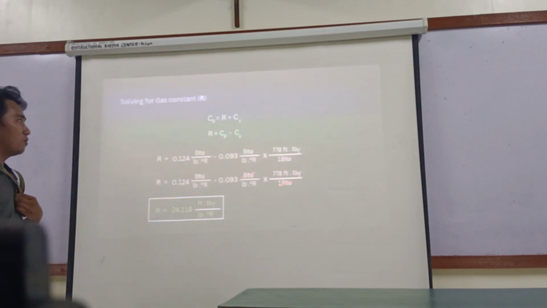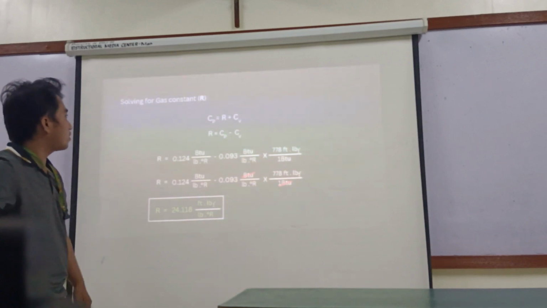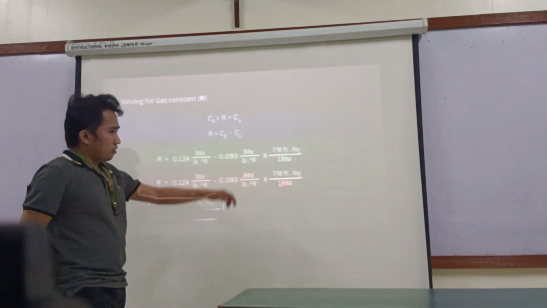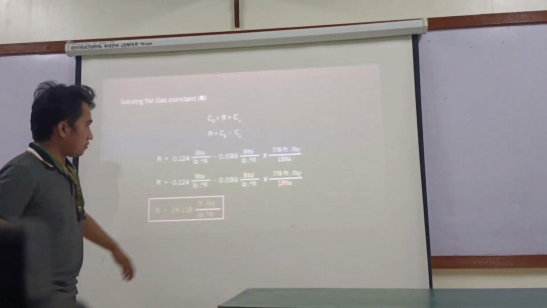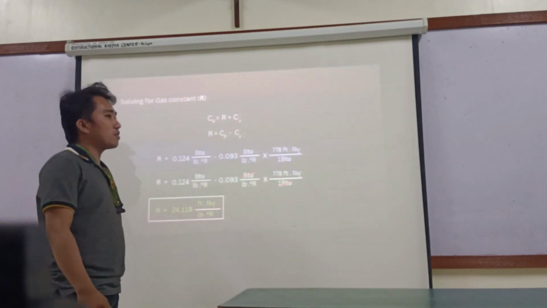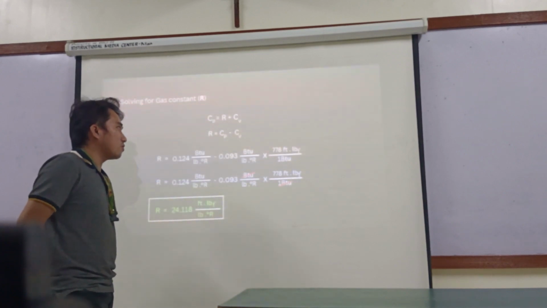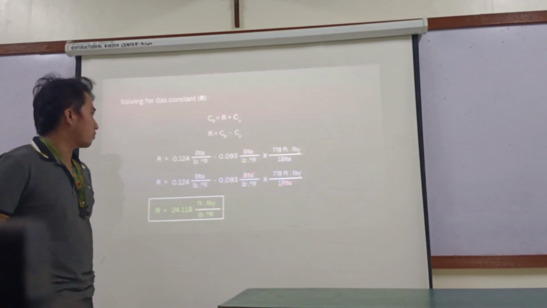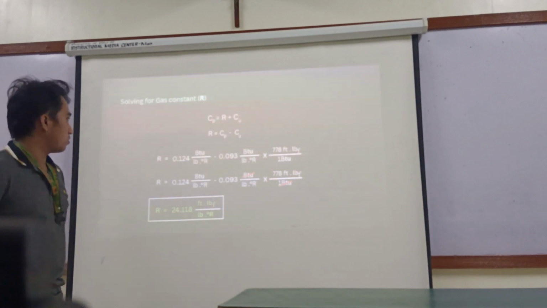So first, we have to solve for the gas constant, or determine the R. So we have here the equation: constant pressure is equal to gas constant plus constant volume. So let's transpose because we are asked to get the gas constant. So gas constant is equal to constant pressure minus the constant volume. So let's now substitute the given values.